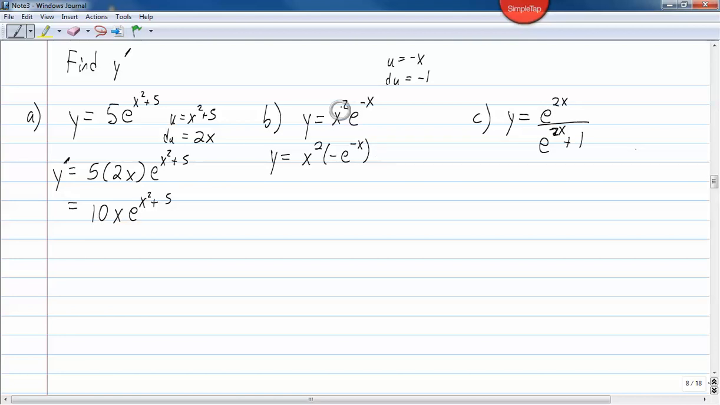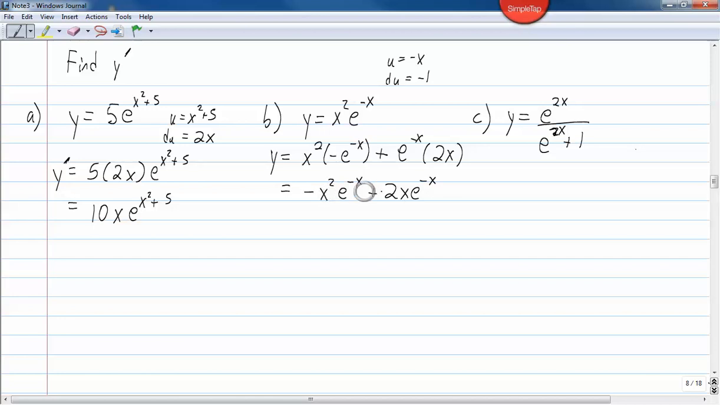Okay, so this is first times the derivative of the second plus the second times the derivative of the first. The derivative of the first is 2x. Alright, so this is going to be negative x squared e to the negative x plus 2x e to the negative x.